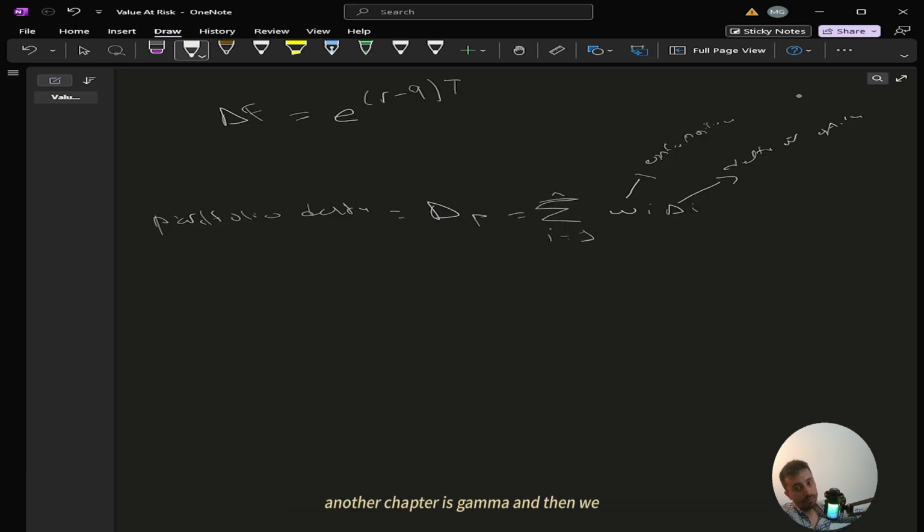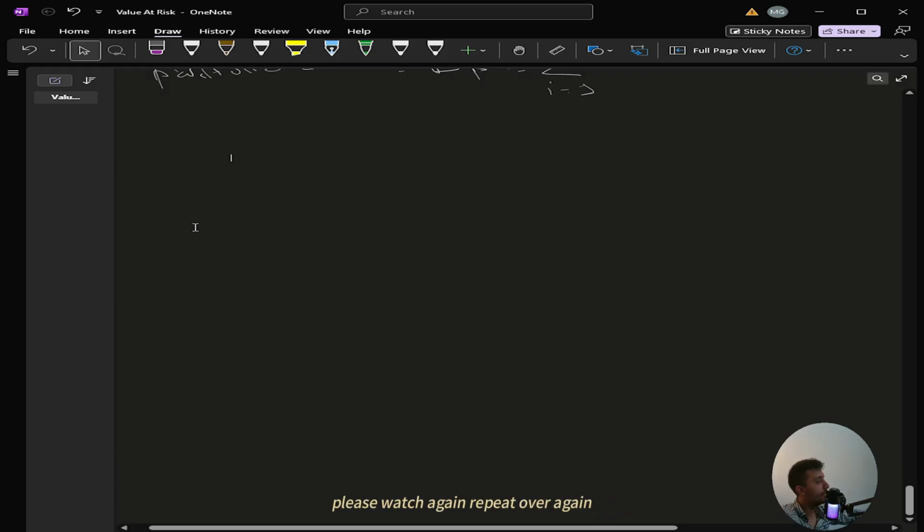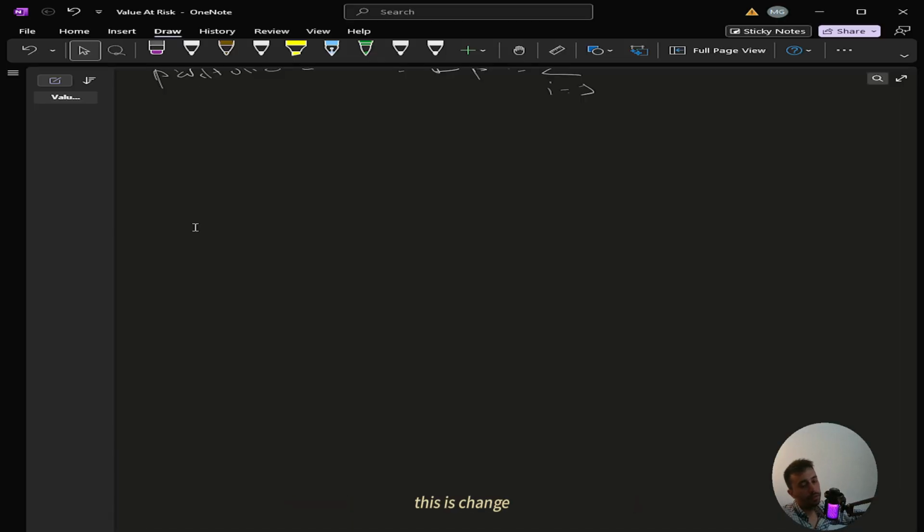Another chapter is gamma, and then we finish our delta chapters. I tried to tell you the features of delta. Maybe you understand. If you don't understand, please watch again and repeat it over again. Gamma is the rate of change in delta. Gamma is really easy. This is the change of delta, I mean the rate of change in delta.